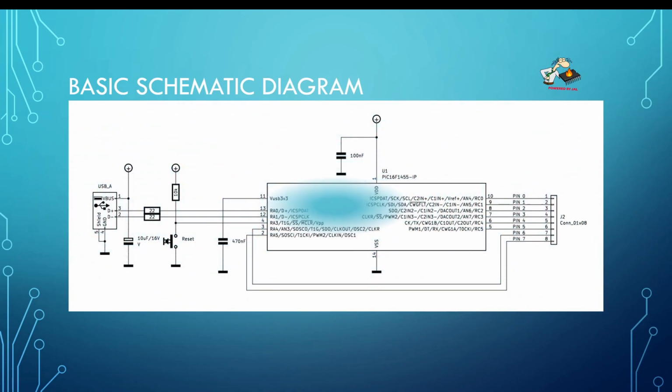So the basic schematic diagram is very simple. It's just one PIC connected directly to the USB bus. So on the right side you see the 8 pins numbered from 0 to 7, and the connector is just a reference, but you can connect it to anything that you want.